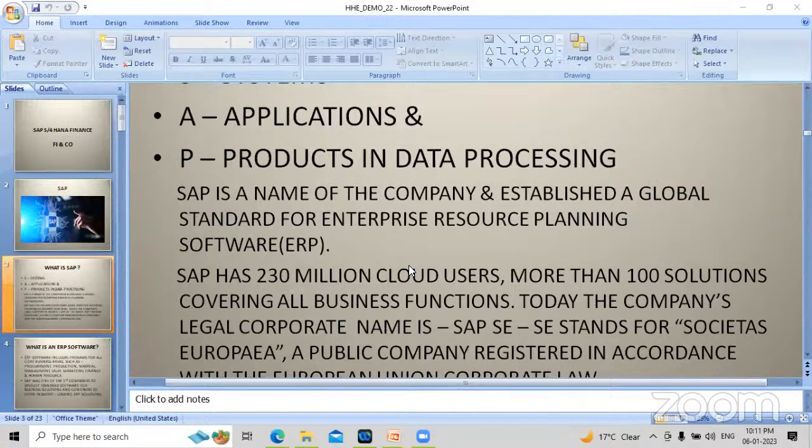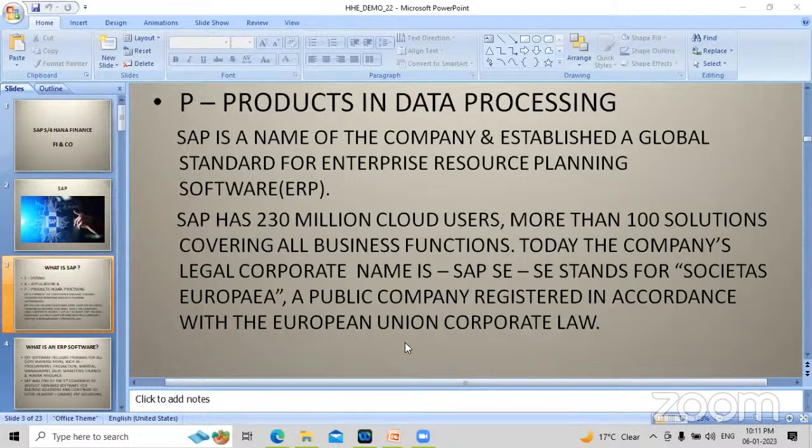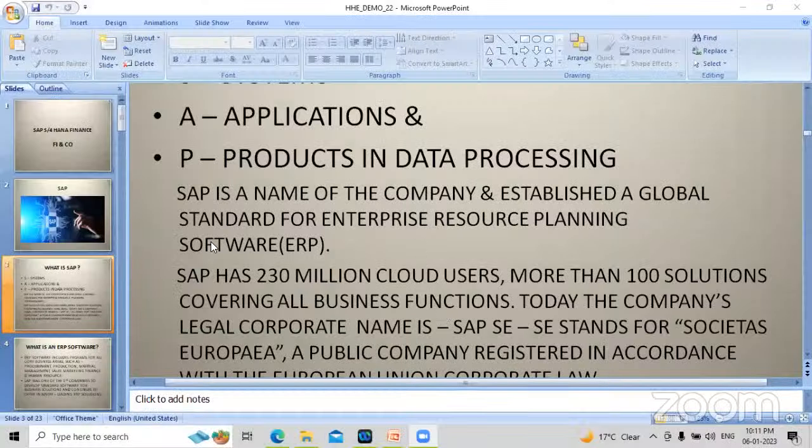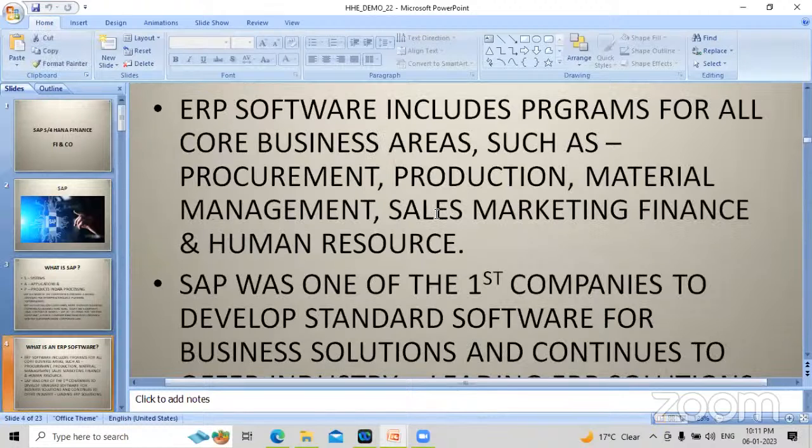SAP you have understood, but what is SE? SE is the European name Societas Europea, and it contains the legal corporate name, where European Union corporate law is followed by SE. So whenever we are dealing with foreign projects, you can understand we use SAP SE. Clear? Now your mind is going to which type of product it actually is.